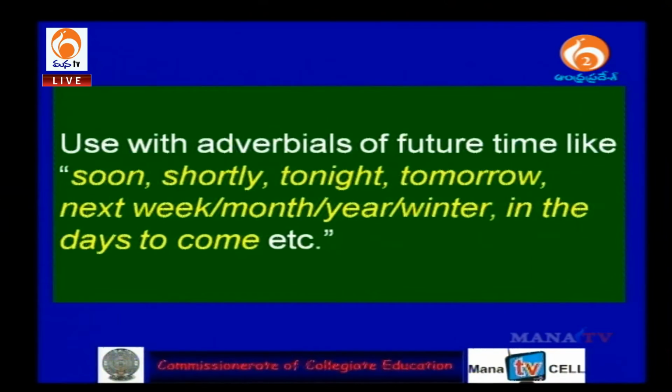Now, look at this slide again. We use the adverbials of a future time like soon, shortly, tonight, tomorrow, next week, next month, next year, next winter, in the days to come, etc. These are the adverbials which represent future time. When we find such adverbials in sentences, in examinations particularly, we use will plus V1 to represent the possibility of a future action.